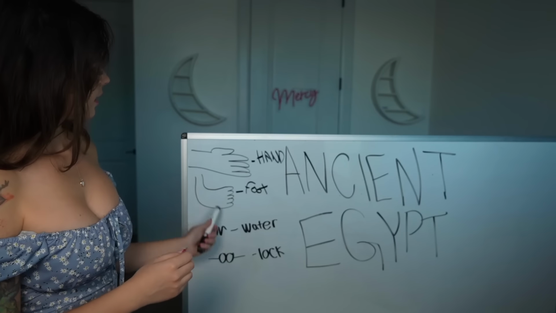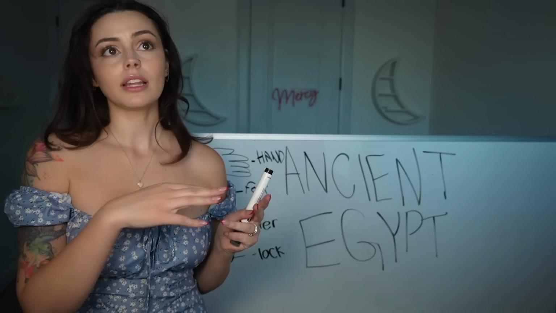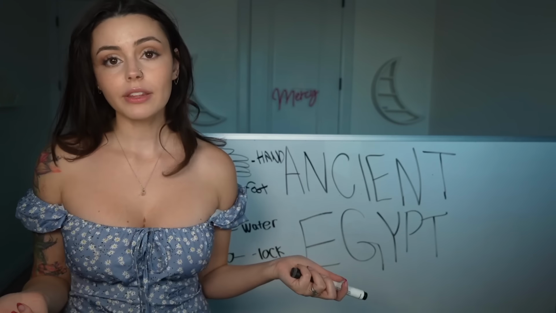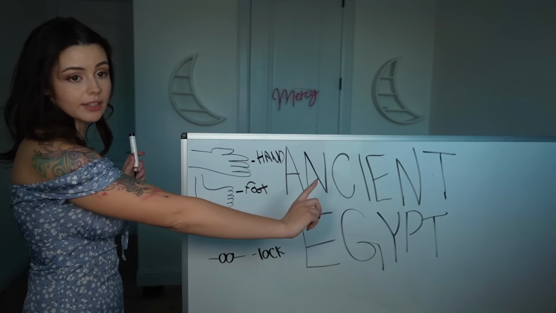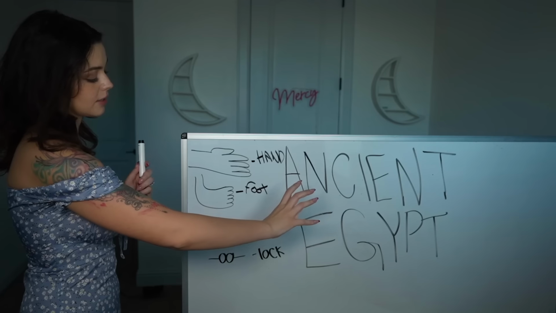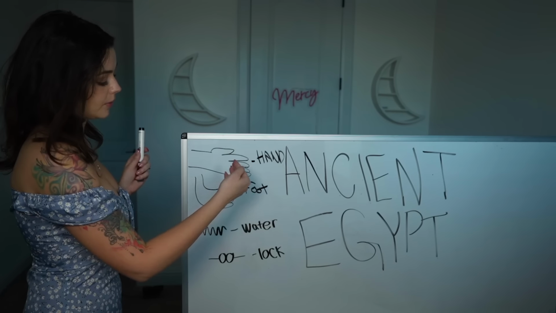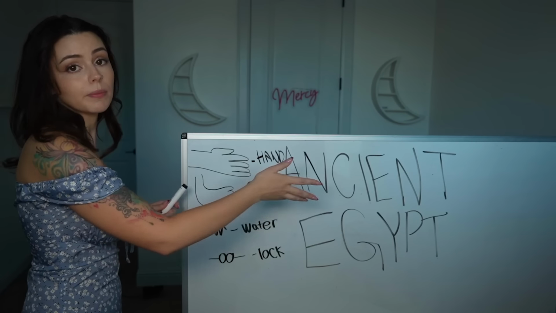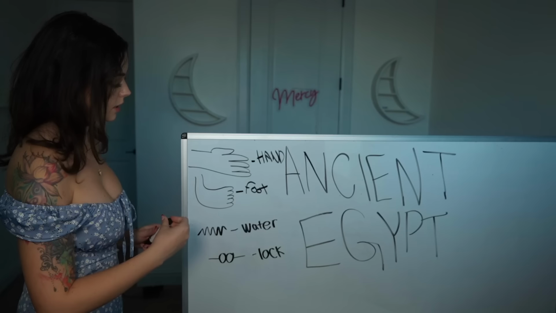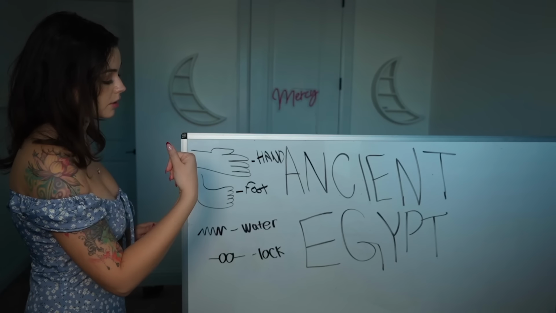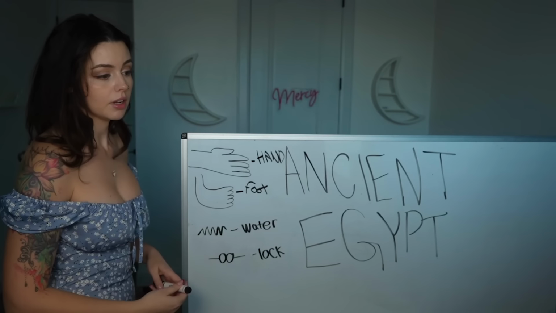And so the hieroglyphs would kind of tell the story. They could be read left to right or right to left, depending on which way the characters were facing. So, these are facing left to right. So if I were to write, he put his hand in the water, it would be hand in the water, but maybe I want to say that he put his water on the foot.